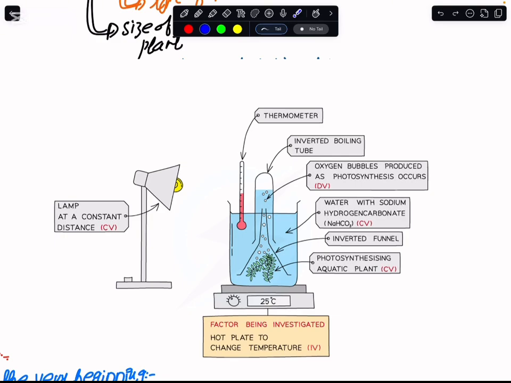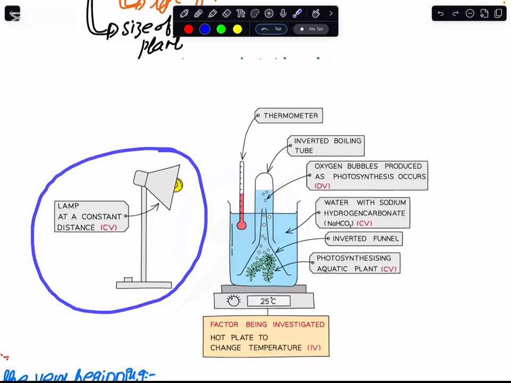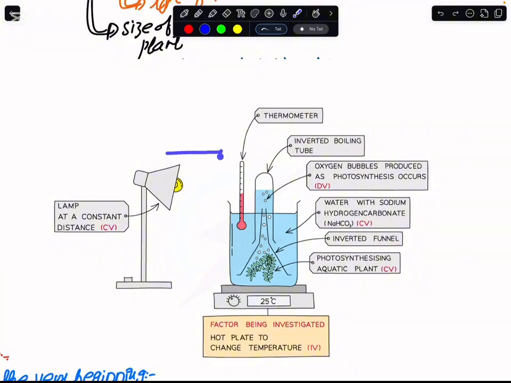So here, since the light intensity is my independent variable, either I have to move the lamp toward the plant or I have to move it away from the plant. So this is how the light intensity would be changed. This distance of the lamp from the plant is our independent variable, because by changing the distance, we are changing the independent variable. The type of the plant and the size of the plant, this is my constant variable. The temperature, I'm maintaining it at 25 degrees centigrade. So this again is my controlled or constant variable.